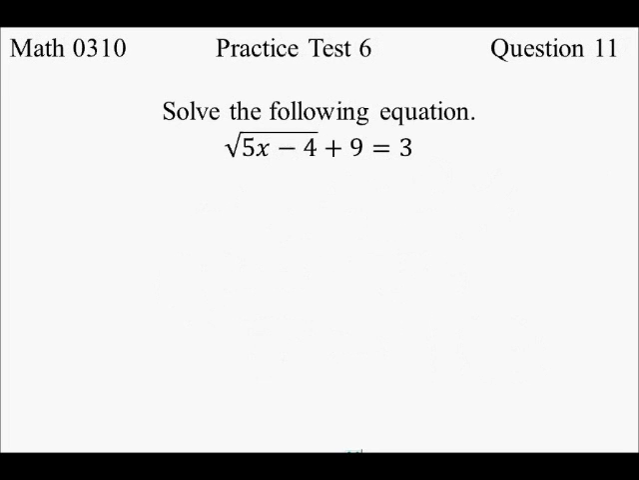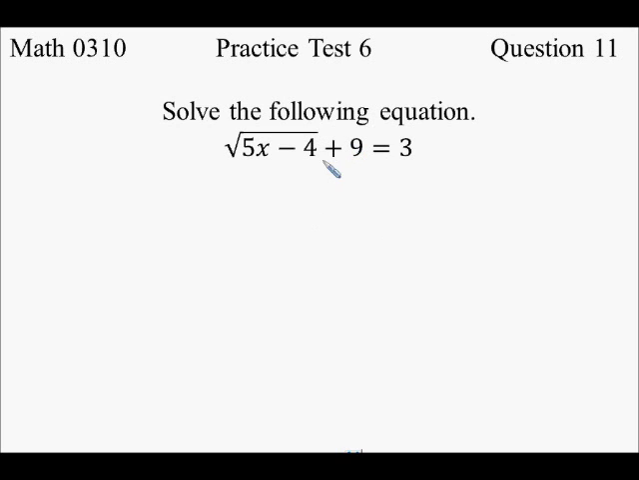Question 11 says solve the following equation. Square root 5x minus 4 plus 9 equals 3. So this question is similar to question 9 that we talked about previously. And remember, we said that the first thing we want to do whenever we're solving an equation that has variables under the radical is we want to try and get the radical expression by itself on one side of the equal sign first. So here we have the plus 9 hanging out here outside of the radical, and that's keeping it from being by itself.